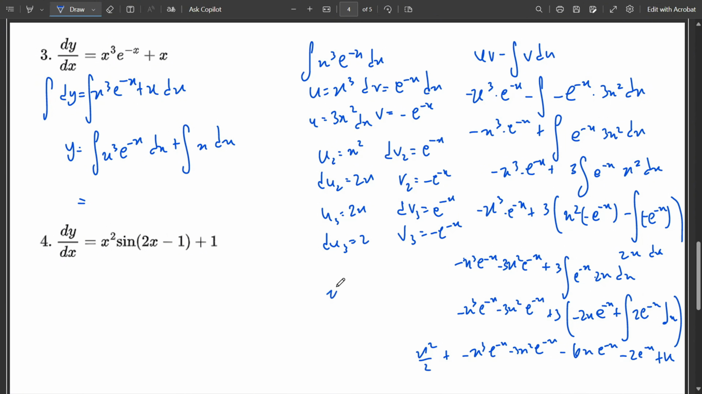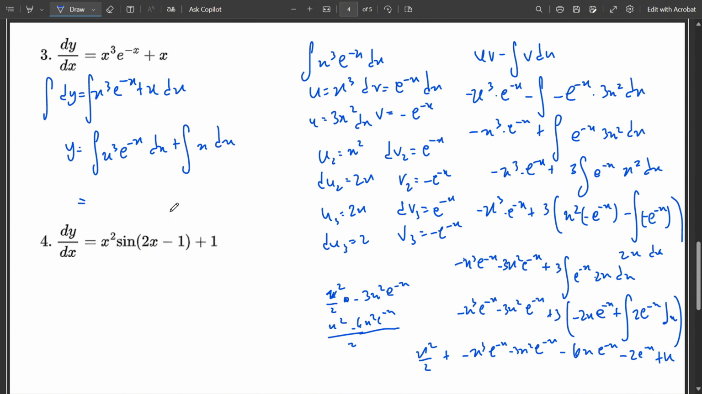so we have x squared over 2 minus 3x squared e to the negative x, right? And our resulting is over 2 minus 6x squared e to the negative x. Alright. Okay.